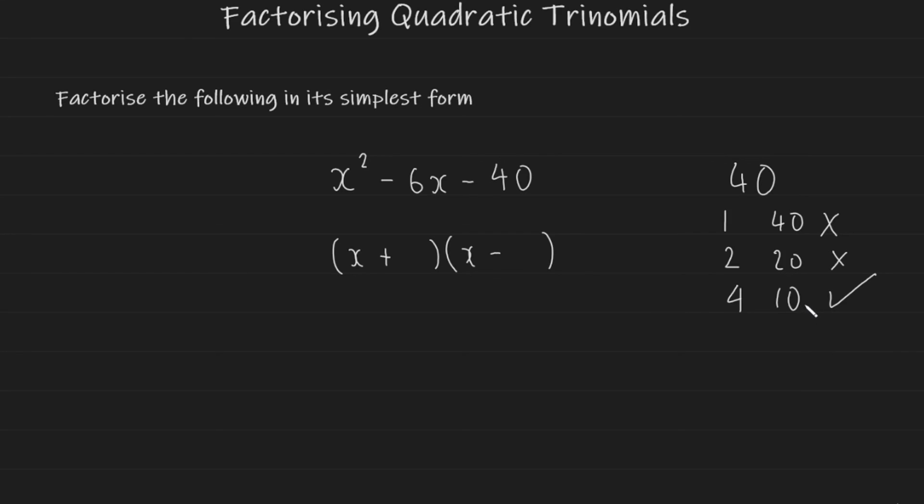Now, does the 10 go with the plus or does the 10 go with the minus? Go to your largest out of the two factors, check your middle term, it's a minus. So the largest out of the two factors goes towards the minus, and therefore the other one goes towards the plus. And there you have it. You have factorized a quadratic trinomial flawlessly without having to worry about the symbols.